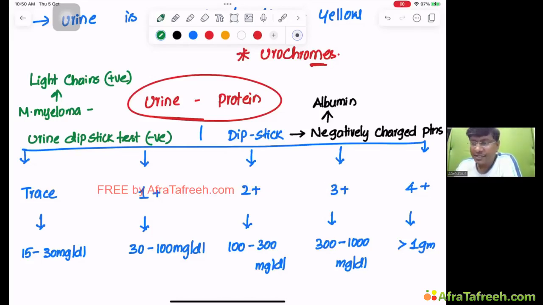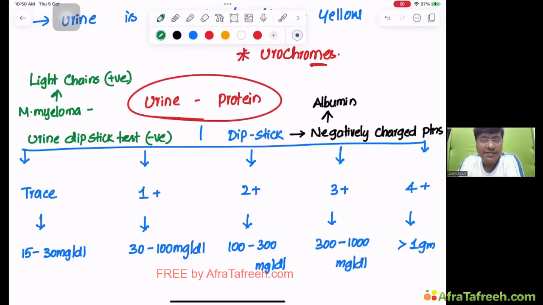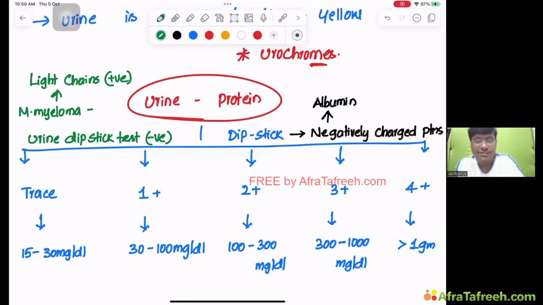How will you differentiate whether the foam or froth on the surface of the urine sample is protein or normal urine? You let the urine sample stand for 5 minutes, and if the froth or foam disappears, that is normal urine. But if the froth or foam is present even after 5 minutes or even after 15 minutes, then you should consider it a significant quantity of proteinuria.